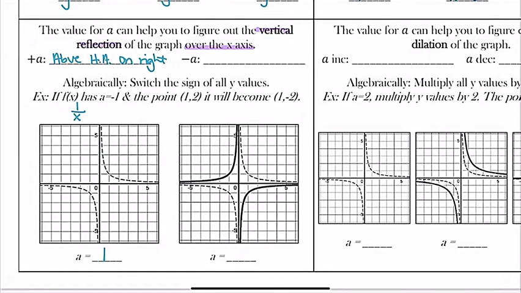And then when we have negative A, I'm going to draw our rotation arrows. See, it's going to rotate from up here to down there, and then from down here to up there. See, it's rotating like a wheel. This is a vertical reflection. And as you can see, once it's reflected, it is now below the horizontal asymptote on the right side. Below HA on right. And this is when you have negative 1 over x, so when A is negative 1.